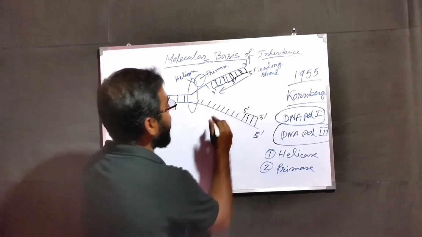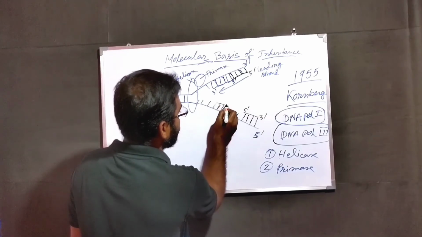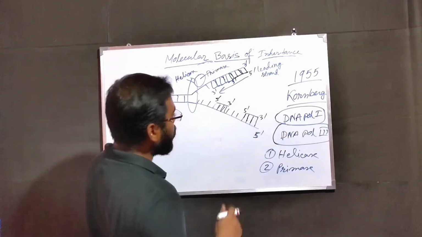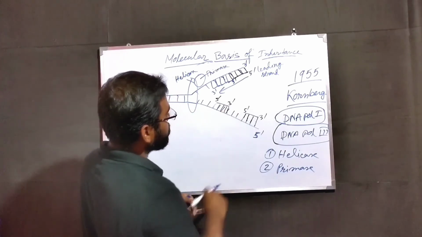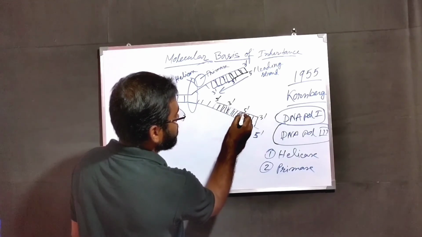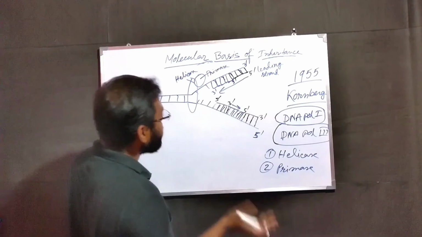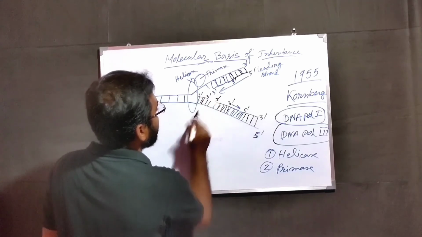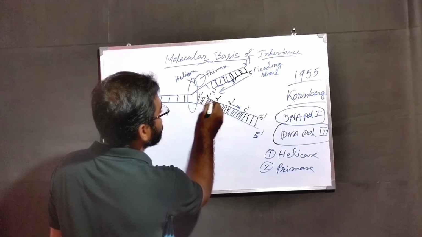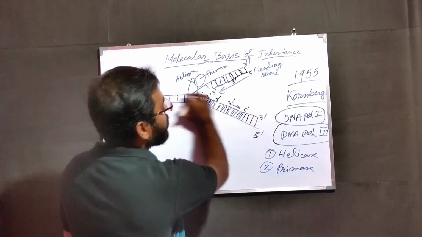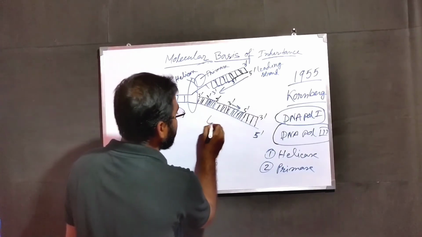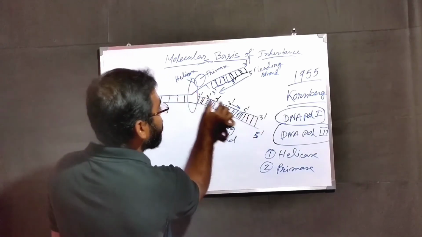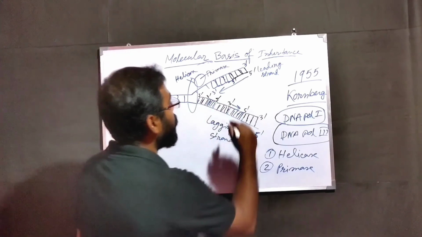So for this, a new RNA primer will be added here. So it will be the 5 prime and it will be the 3 prime. Now a new nucleotide can be added by DNA polymerase on this 3 prime position and in this direction. Again a primer can be added here and DNA polymerase can add new nucleotides in this direction. So for this strand, it is not a continuous process, and this strand is called the lagging strand. This is discontinuous, and these fragments of DNA are called Okazaki fragments.